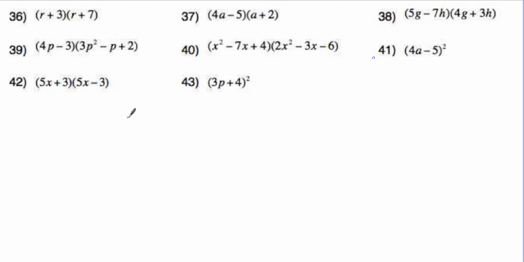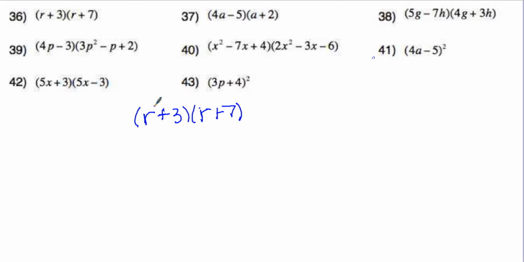Okay, so for 36, I've got r plus 3 times r plus 7. Let's go ahead and do the horizontal method first, distribution. So I've got r plus 3 times r plus 7. Pen doesn't want to work right now. Let's see if I can get this other one.